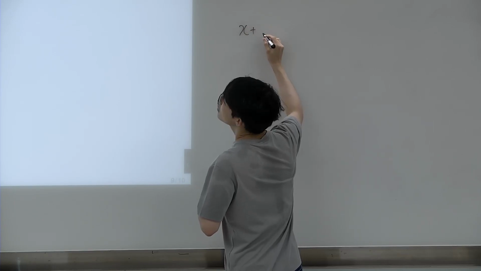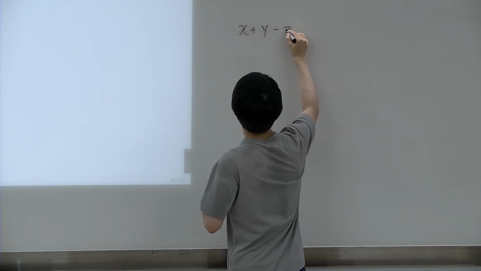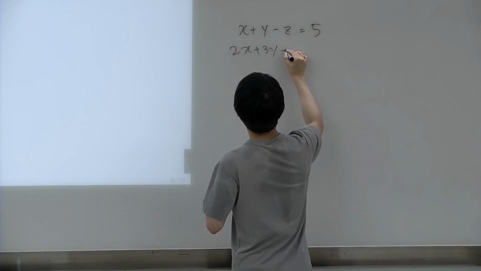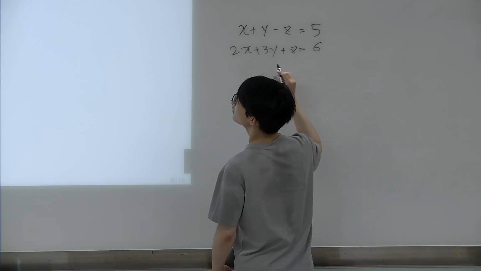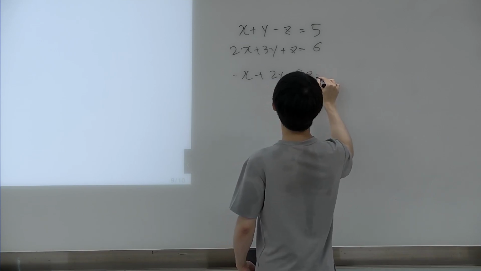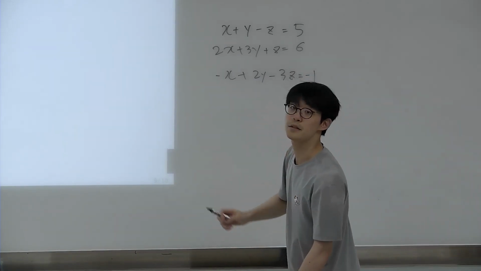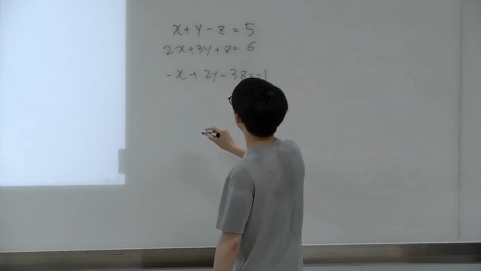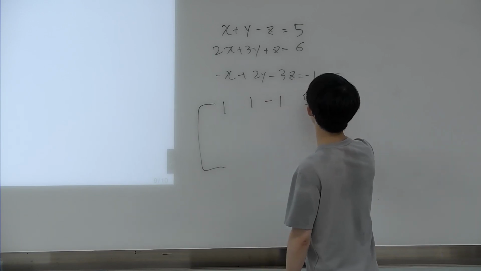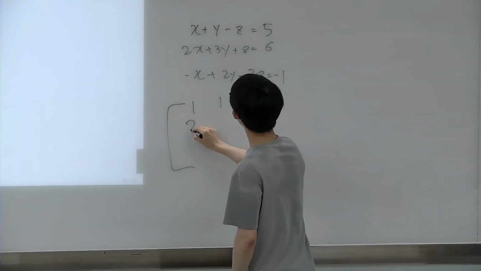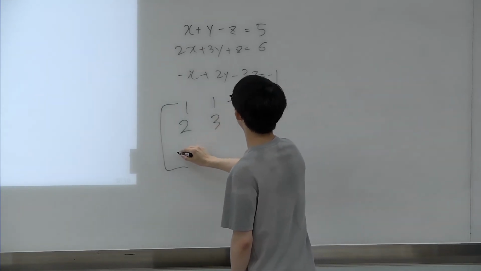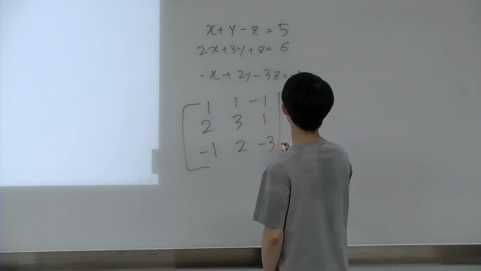x plus y minus z is 5. 2x plus 3y plus z is 6. And minus x plus 2y minus 3z is minus 1, right? Got this? So we'll again make the augmented matrix form, which is 1, 1, minus 1, 5; 2, 3, 1, 6; minus 1, 2, minus 3, minus 1.